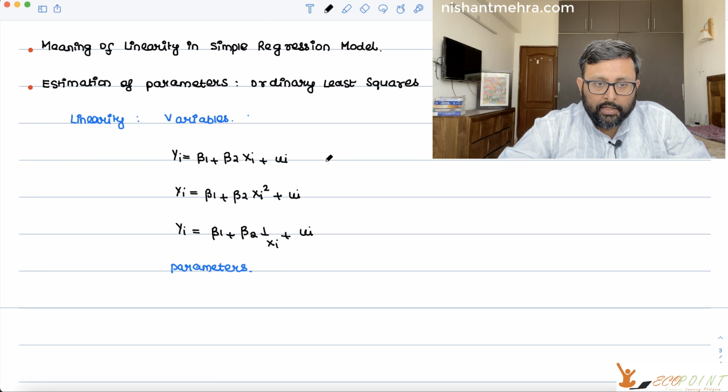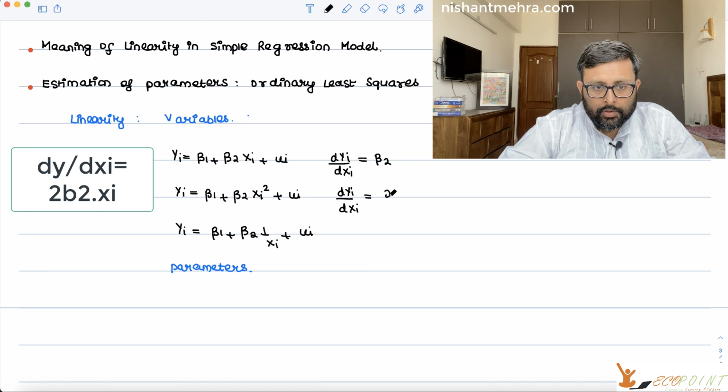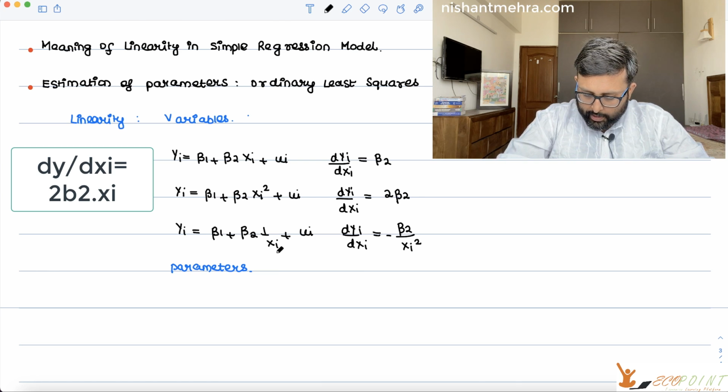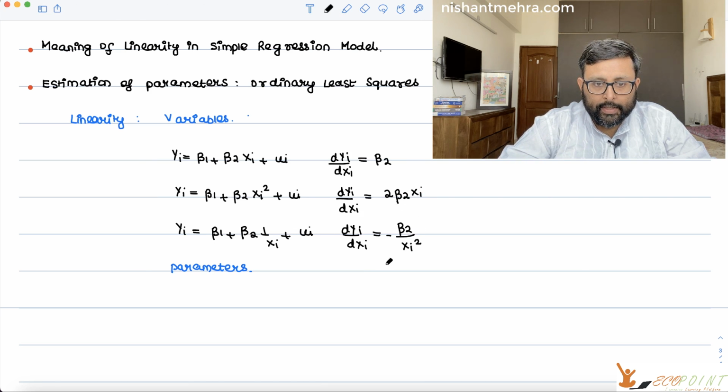When you say linear, it means the slope is the same, that is, constant. Linear in parameters: dy by dxi is just beta 2. What about this one? It is 2 beta 2 xi. What about this one? It is beta 2 times x to the power minus 1, so the slope is minus beta 2 upon xi square. So these slopes are not constant. It's not a constant slope.